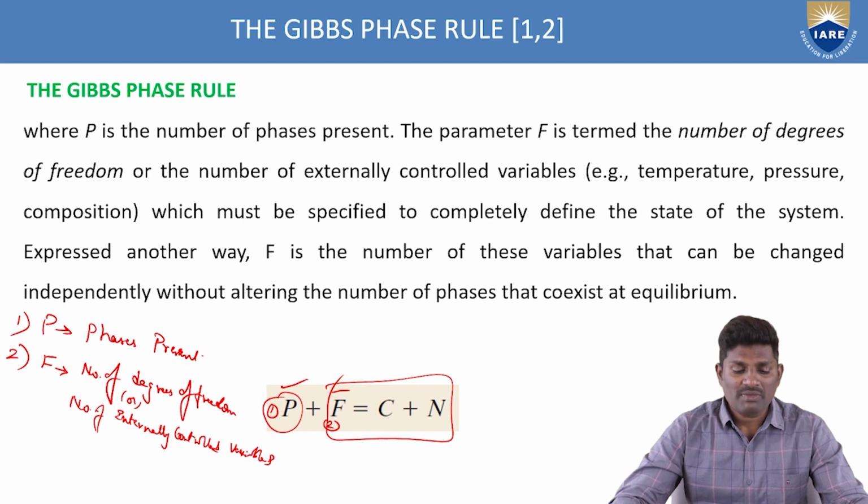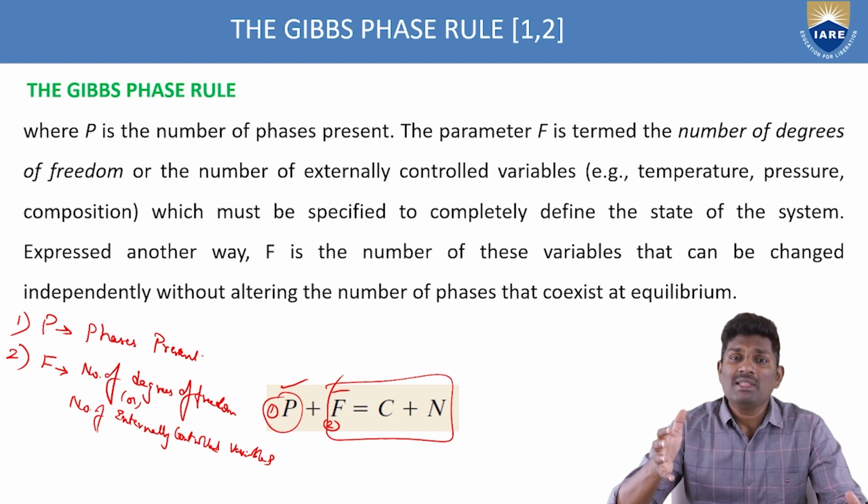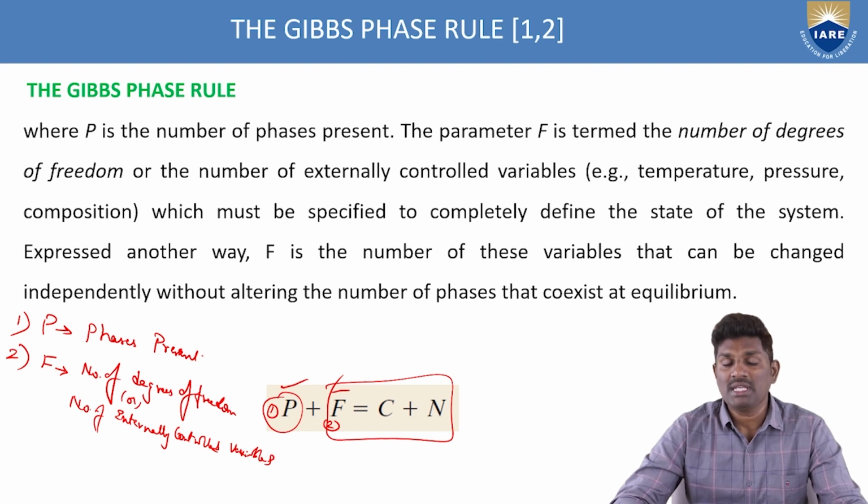In this case, these three parameters which are being controlled externally must be specified to completely define this system, the complete system, is it not? If you want to define a complete system, we need to specify all these three parameters, then only we can specify the system. Now, the F value can be expressed as the number of these variables that can be changed independently without altering the number of phases coexisting in the equilibrium.